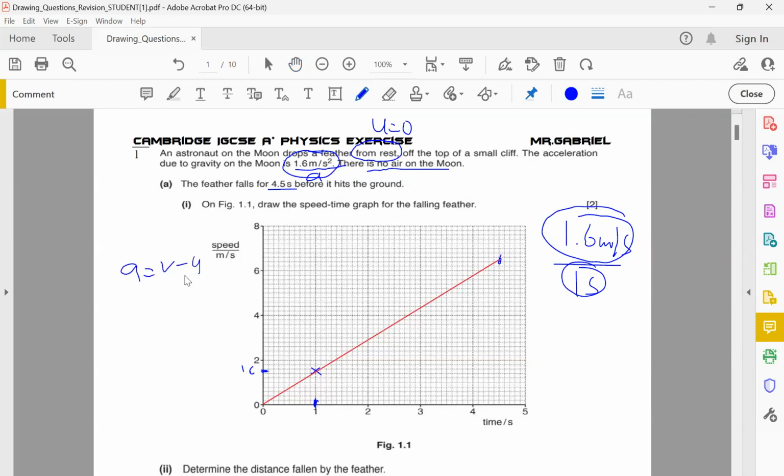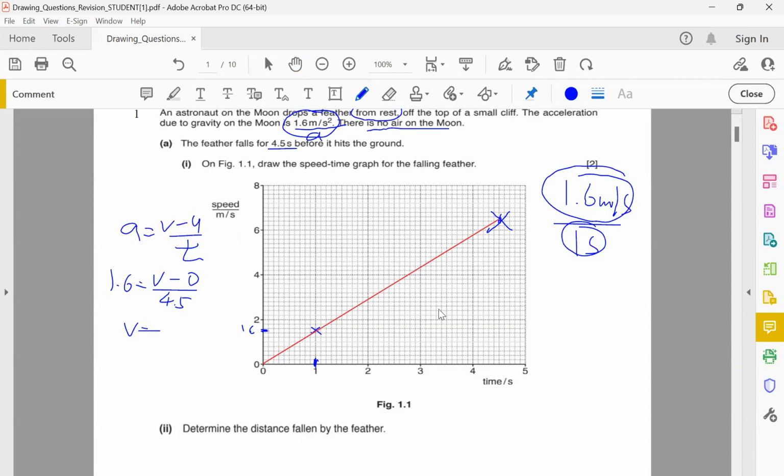a equals v minus u over t, right? Which is going to be 1.6 equals final minus 0 over 4.5. With this method, you should get the exact same answer for your v, but then you'll find a point here instead, which will be some number, whatever number it is. You can press it in your calculator. Okay, either method is fine, but you have to draw it.